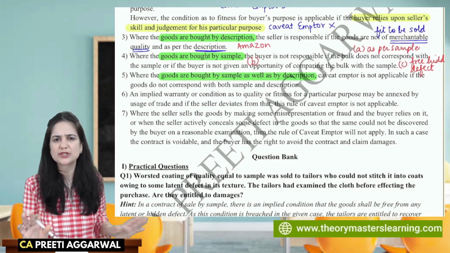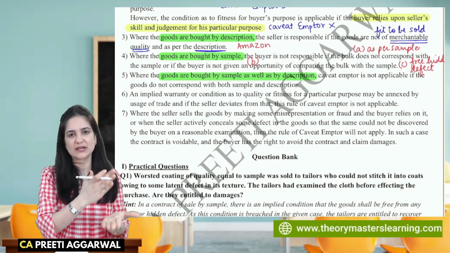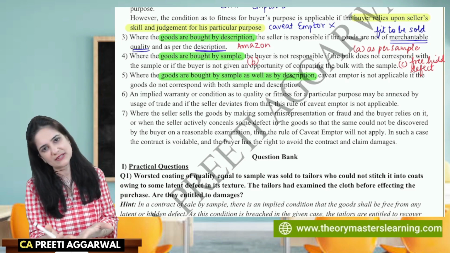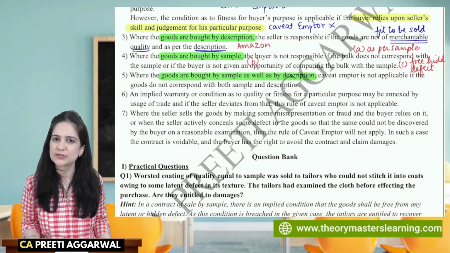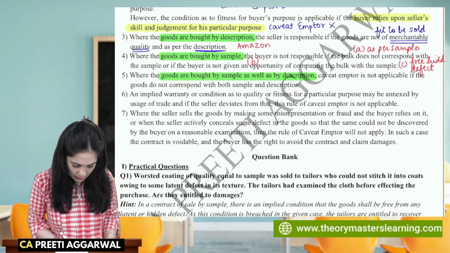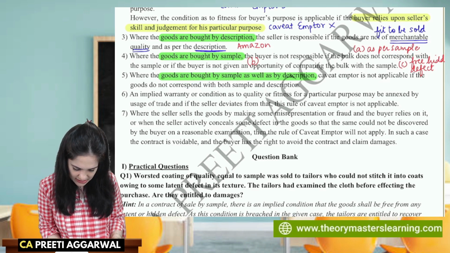Goods are bought as per sample as well as description. Then what is the condition? Implied condition. The goods, very good students, must correspond with sample as well as description. What if it is not? Can I blame the buyer for that? Seller is responsible. There is an implied condition as to quality or fitness if annexed by usage of trade.